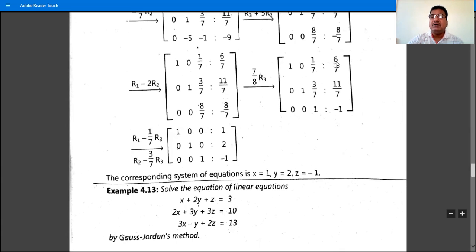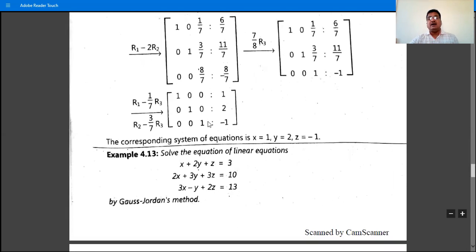1 by 7 plus 6 by 7 is 7 by 7. That is 1. This is correct. This is not 8 by 7, it is correct, that 6 by 7. So here we have 1. Here we have 11 by 7 plus 3 by 7, which becomes 14 by 7, meaning we have 2 at this place. And this matrix is now in reduced row echelon form.